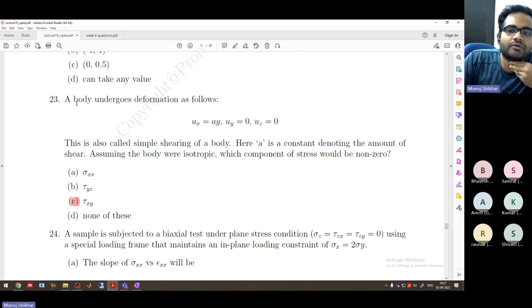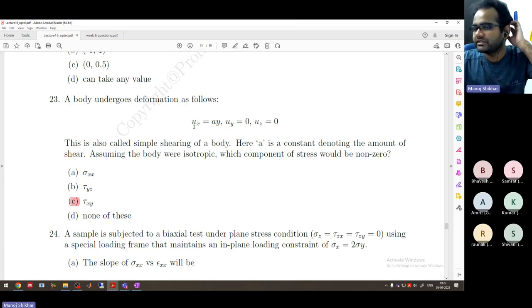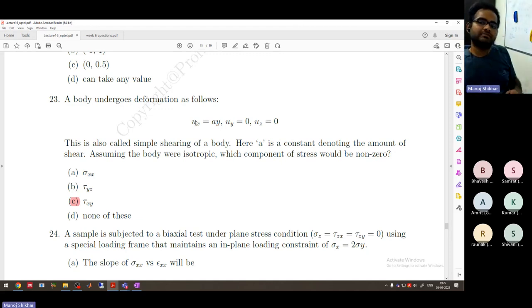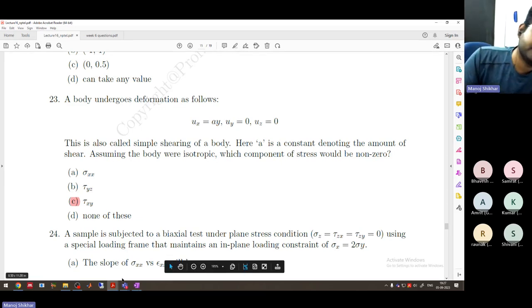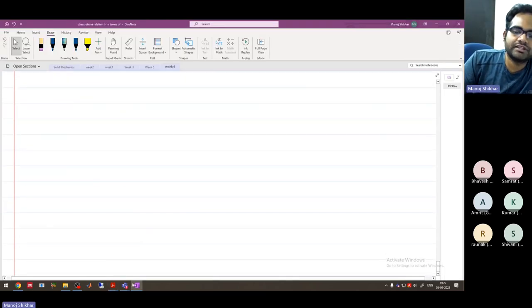Now question number 23: the body undergoes a deformation as follows. They have given you the deformation map, ux equal to ay, uy equal to 0 and uz equal to 0. This is the example of simple shearing of a body. You are applying a displacement in x which is dependent on y. Here A is a constant, denoting the amount of shear. Assuming the body were isotropic, which component of stress would be non-zero? It's pretty straightforward. I will just write it here.